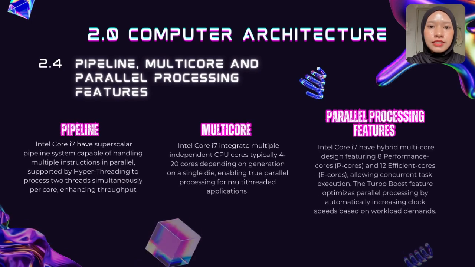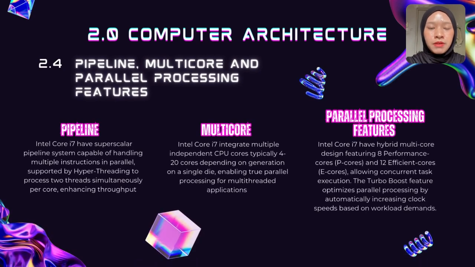Pipeline. The Intel Core i7 uses a pipeline for multiple parallel instructions, supported by hyper-threading. The pipeline breaks instructions into overlapping stages: fetch, decode, execute, memory, and write back. It works like an assembly line, with 14 to 20 stages. Further, it has out-of-order execution with a ROB of 128 to 192 entries, branch prediction that is 95% accurate, and macro fusion.